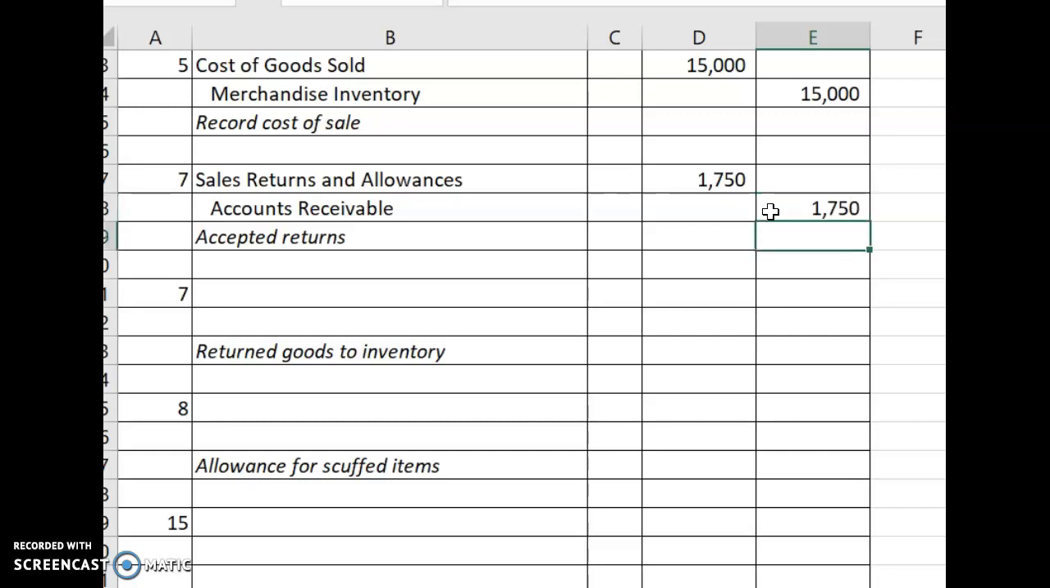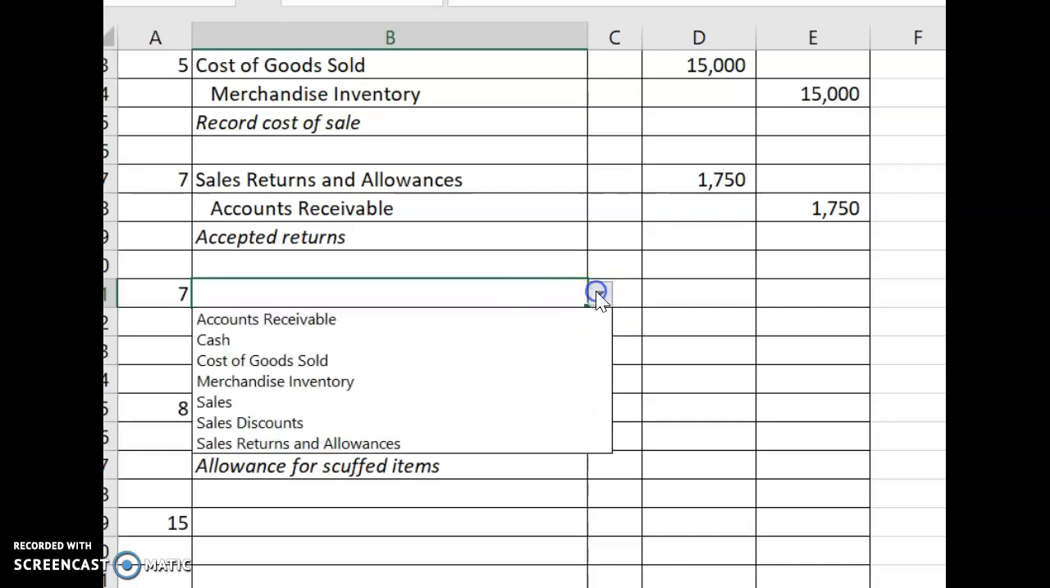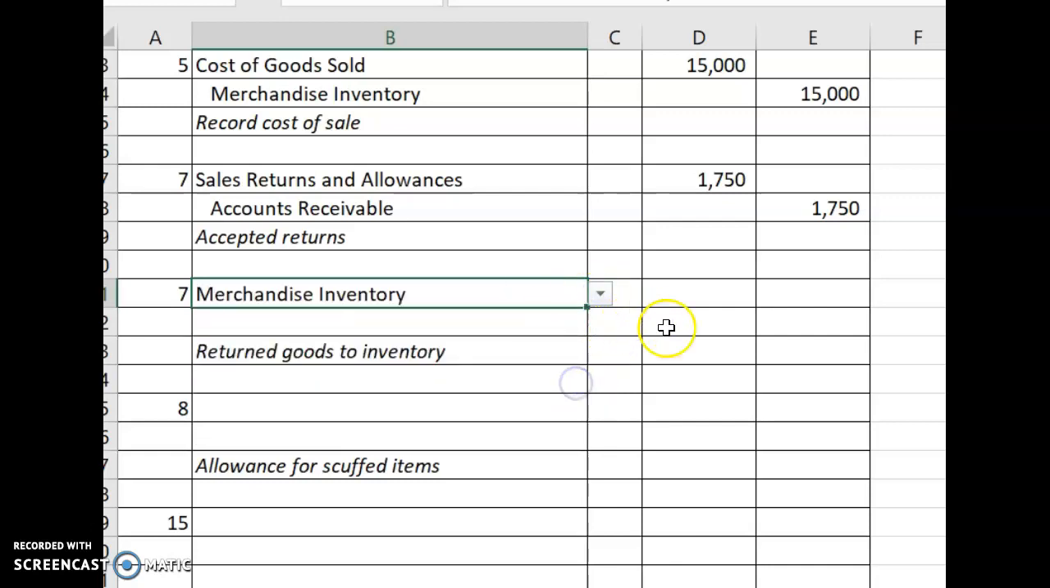And just like when we sold the goods, we had to take them out of inventory because we no longer had them for sale. Now they're sending them back to us, so we have to put them back into inventory because we can resell them. So we'll put them back into inventory, merchandise inventory. That will be a debit for $1,250. It tells us that was the cost of those goods. And we will credit the cost of goods sold because they are no longer sold. So we will remove them from that account.